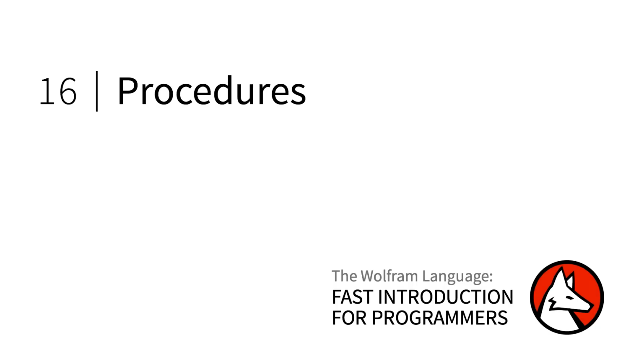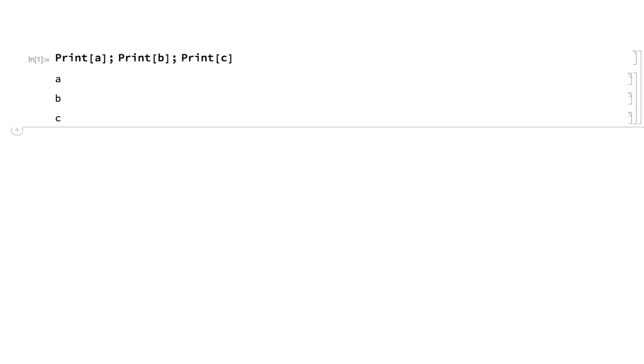Welcome to the Wolfram Language in Section 16 of Fast Introduction for Programmers. This section is about procedures and procedural programming in the Wolfram Language. Procedural programming involves organizing a program as a sequence of steps. For example, here is a procedural program with the steps separated by semicolons. A sequence of steps separated by semicolons like this is called a compound expression.